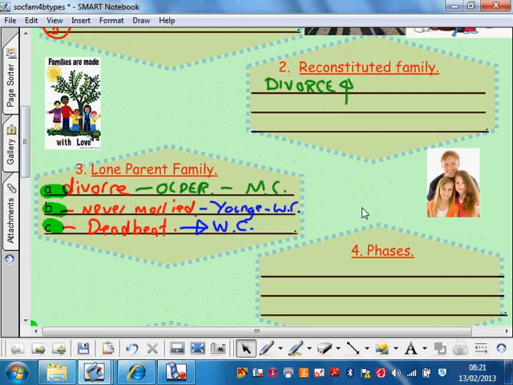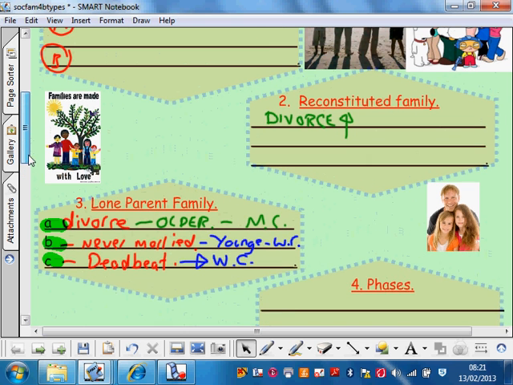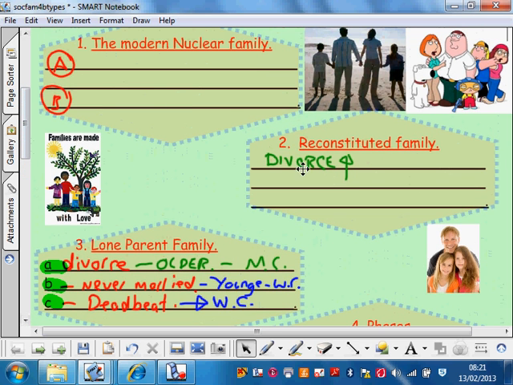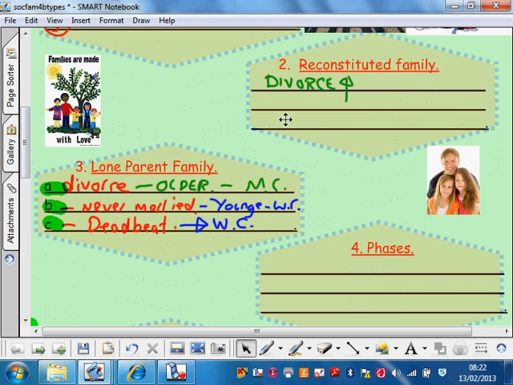Phases. Phases, meaning periods of time. Think about it. Lots of people pass through various phases. When you're born, maybe you're in a nuclear family. Then there's a marital breakup. You're in a lone parent family for a while. A few years later, mum might meet somebody else. Suddenly you're in a reconstituted family. Phases. It means you're not stuck in one sort of family. Over the course of your childhood, the course of your life, you may well move from one type to another. Depends on what period of life it is, what phase of your life.